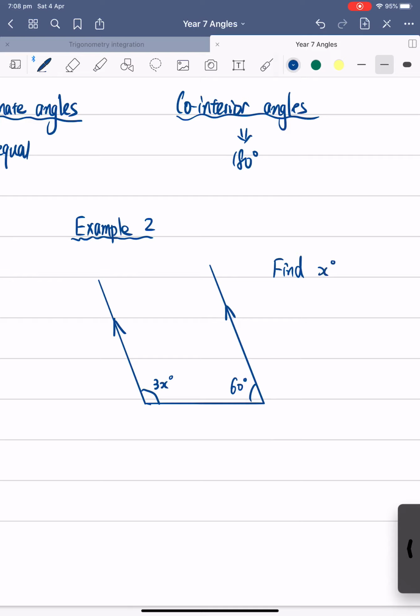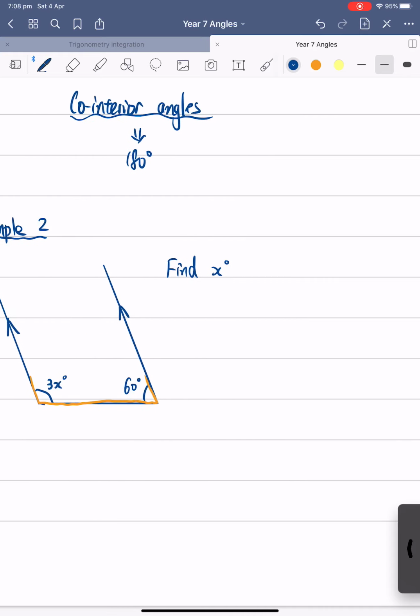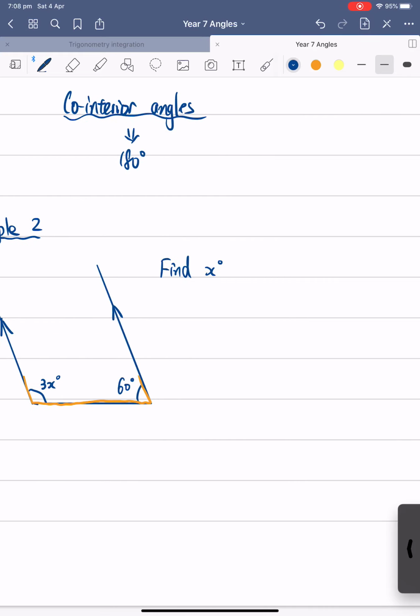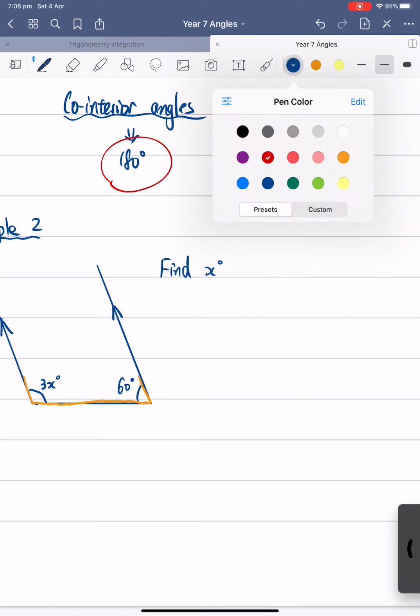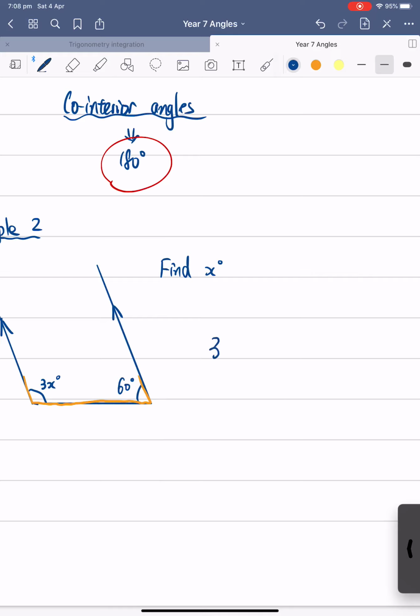When we look at this question, the first thing you need to pay attention to is what sort of angles we have here. That looks like a C. So that's co-interior angles. If you look at the previous one, co-interior angles add together to equal 180 degrees. So that tells you that 3x plus 60 is equal to 180 degrees.